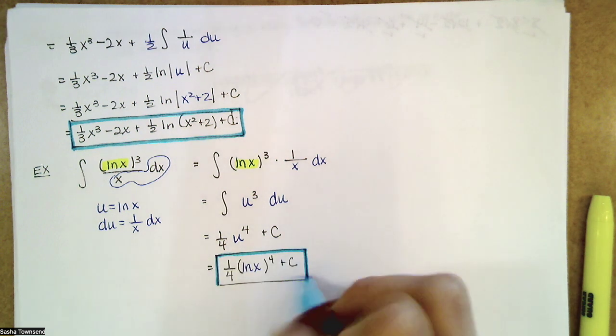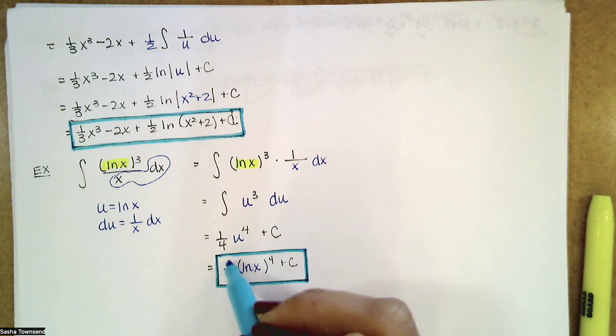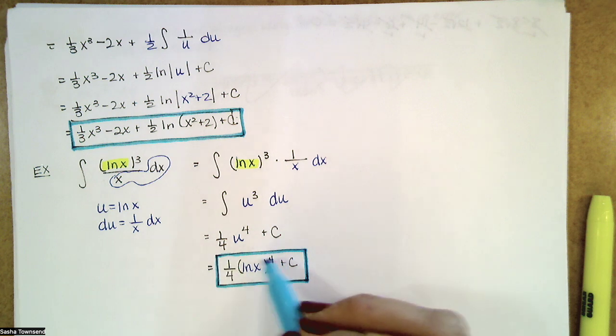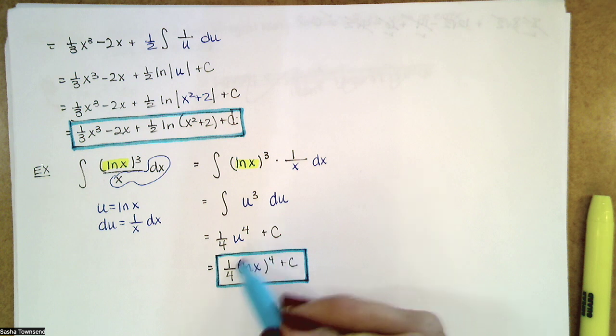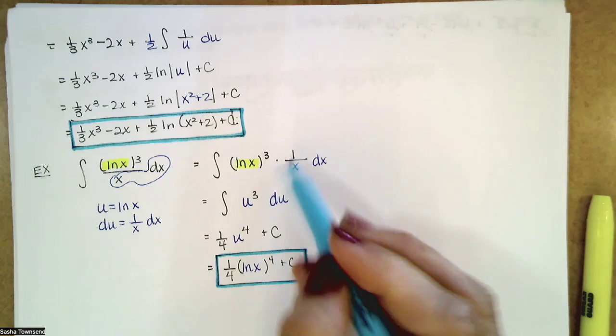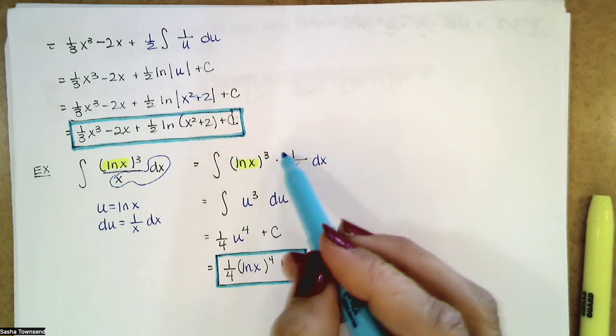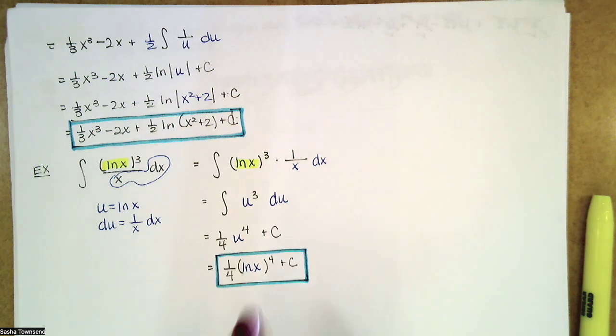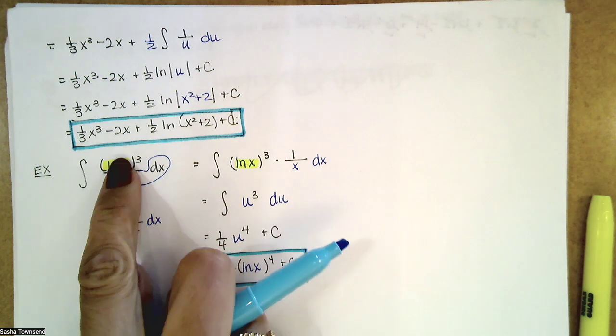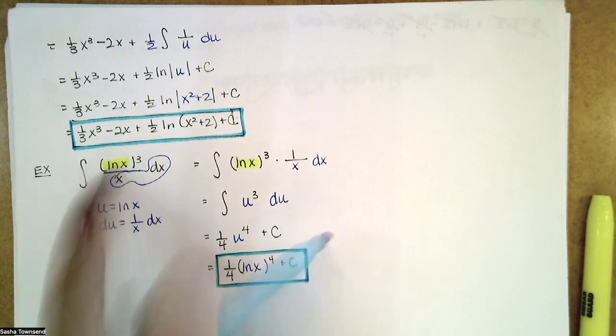Now, if we differentiate this using the chain rule, we'll have 1/4 times 4 is a 1 times a natural log of x to the 1 less power. So we'll have natural log of x cubed times the derivative of the inside, which is 1 over x. So that gives us here. And then if we write that as itself over 1 and multiply straight across, we get the original integrand. So this is the antiderivative of that, because if we take the derivative of it, we get the integrand back.